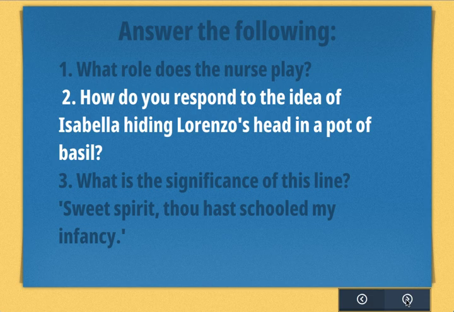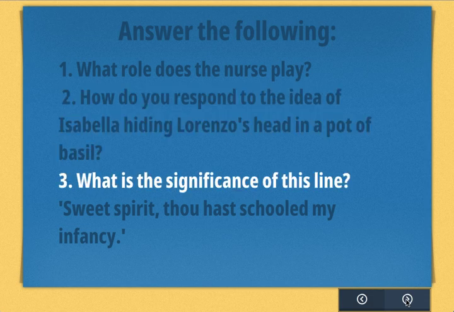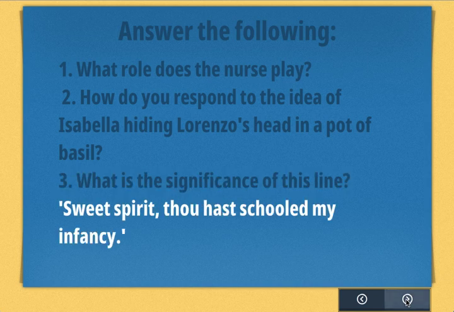And then the third question for you to think about is, what's the significance of this line? "Sweet spirit, thou hast schooled my infancy," which is what Isabella says after the vision of Lorenzo's ghost or spirit. Okay, so if you pause the video now and take a bit of time to look back at the poem, have a think about it and answer those questions, and then come back to me when you're ready, please.